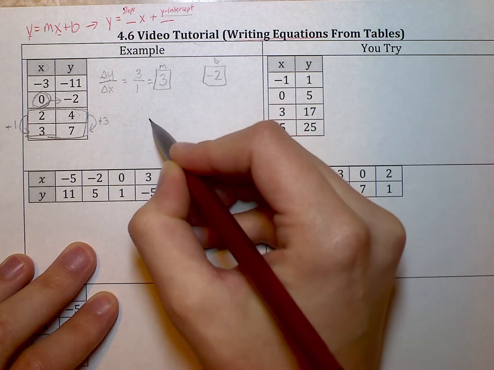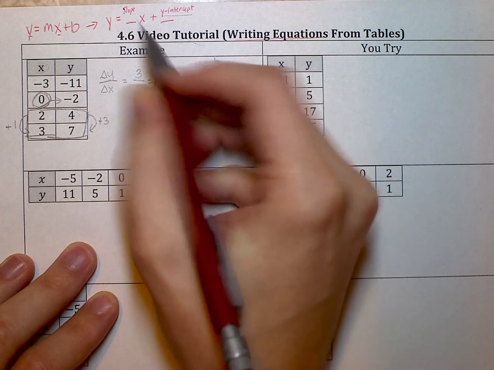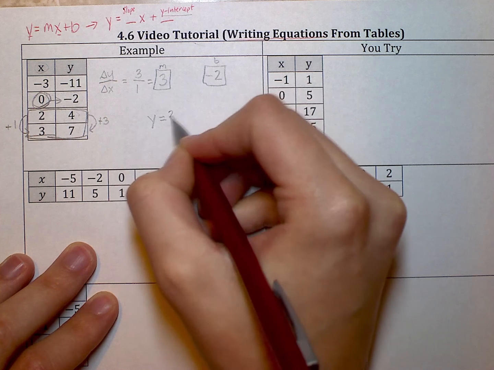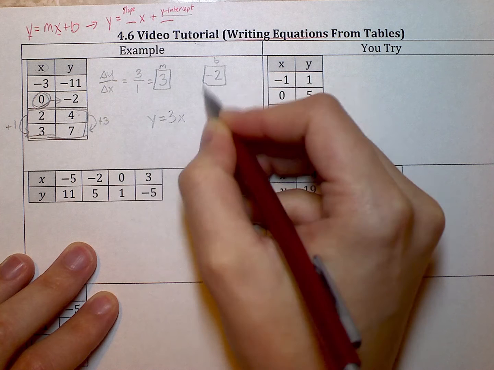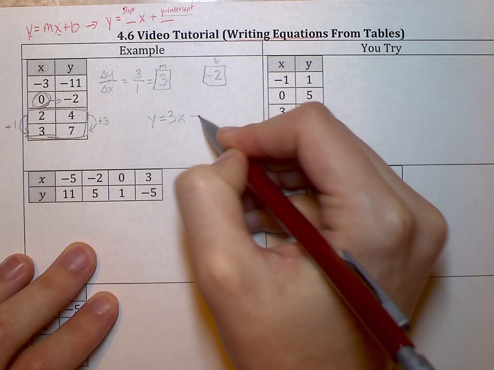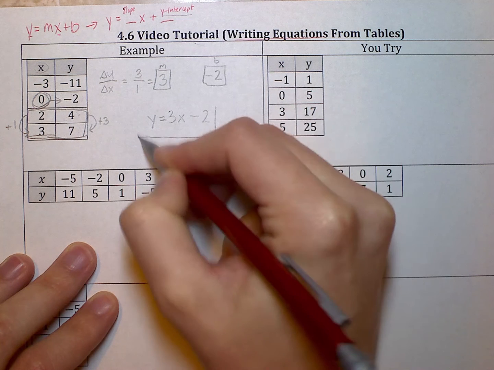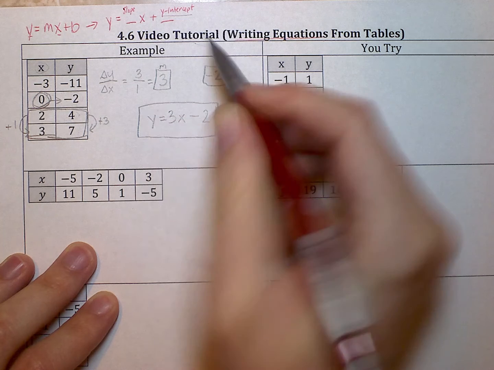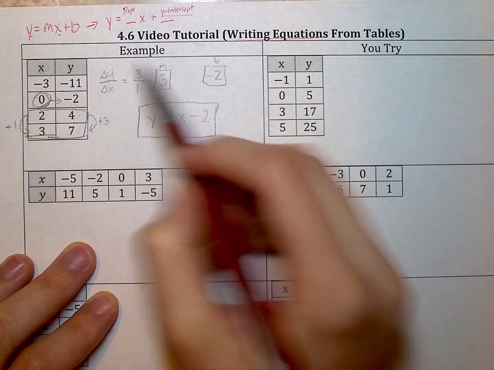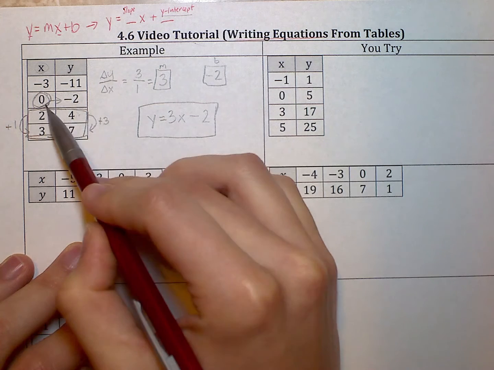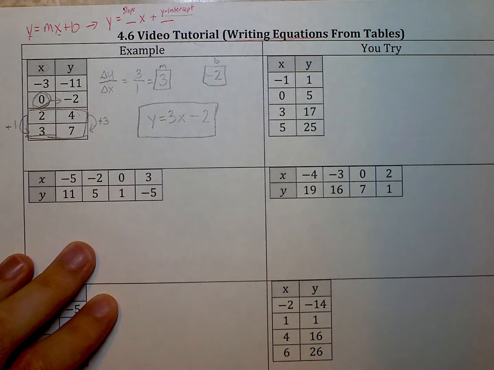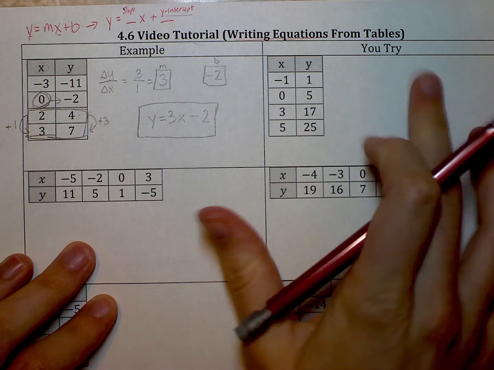And so now I can write my equation. Y equals the slope times x plus the y-intercept. In this case it's negative, so it's minus 2. And I'm done. Okay, slope is change in y over change in x. The y-intercept is the y value when x is 0. Go ahead and try this problem on the right side.